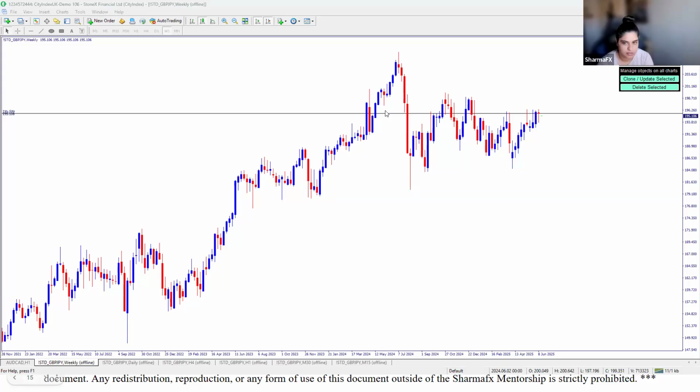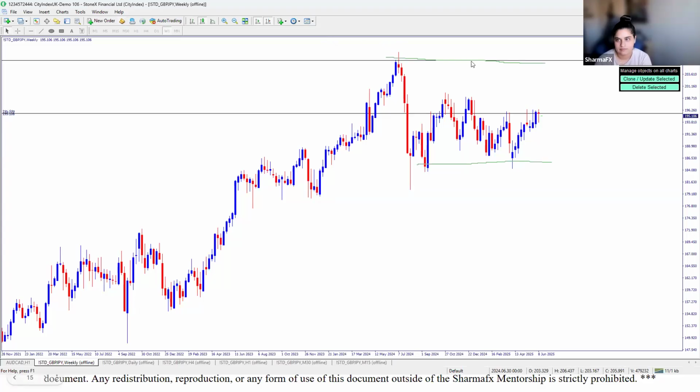Where would you place your support? Where would you place your resistance? All right, all the way up there. Cool. And then you have your support down here. Awesome. Now, these levels are right.